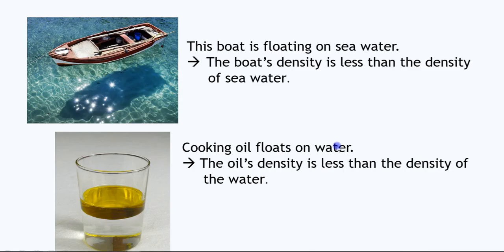Here are a few daily life examples. This boat is floating on seawater. This means that the boat's density is less than the density of seawater. Liquids as well can float or sink in other liquids. For example, cooking oil, which is a liquid, floats on water. This means that the oil's density is less than the density of the water.